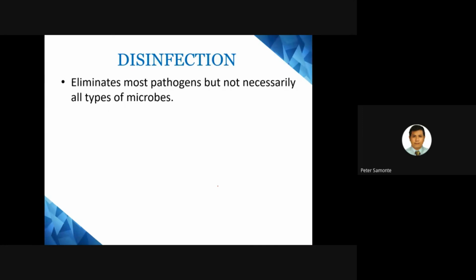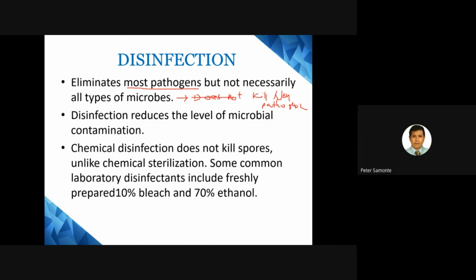Disinfection eliminates the most pathogens but not necessarily all types of microbes. So in disinfection naman, class, most pathogens, they do not typically kill non-pathogenic. Disinfection reduces the level of microbial contamination. Chemical disinfection does not kill spores, unlike chemical sterilization. Some common laboratory disinfectants include freshly prepared 10% bleach or Sonrox and 70% ethanol. So your bleach here, class, is your sodium hypochlorite. Sonrox is a more generic name.